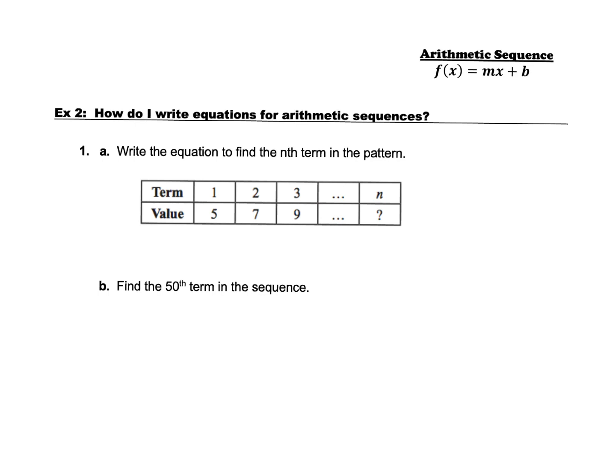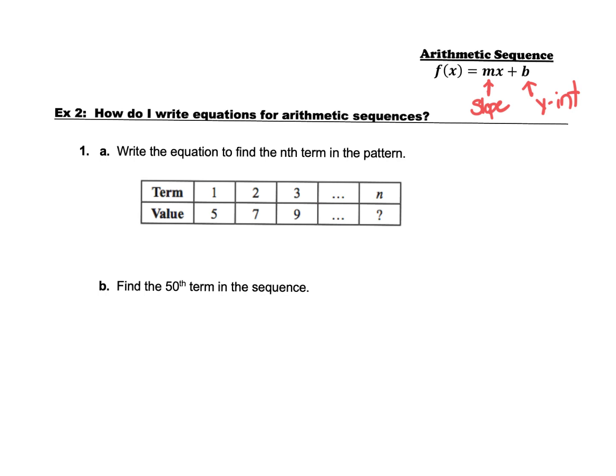All right, example 2: how do I write equations for arithmetic sequences? So our arithmetic sequence is the same thing as the slope-intercept form, f of x is equal to mx plus b. And remember that in chapter 5 we talked about that m being our slope or the rate of change. We also just talked about it for the sequences being the common difference. They're all the same. And the b being the y-intercept, or the starting place on the graph.